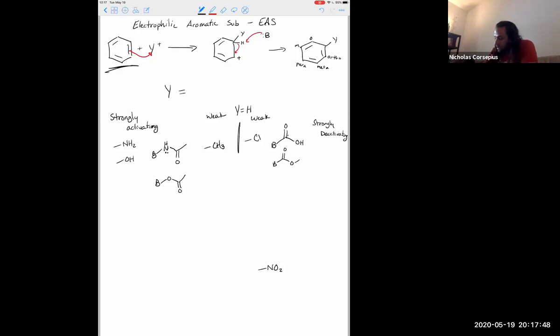And then the strongest deactivator is the nitro group. Also just keep in mind that the sulfonyl group is in that category as well. Those are our strong deactivators. They are maximally electron withdrawing.